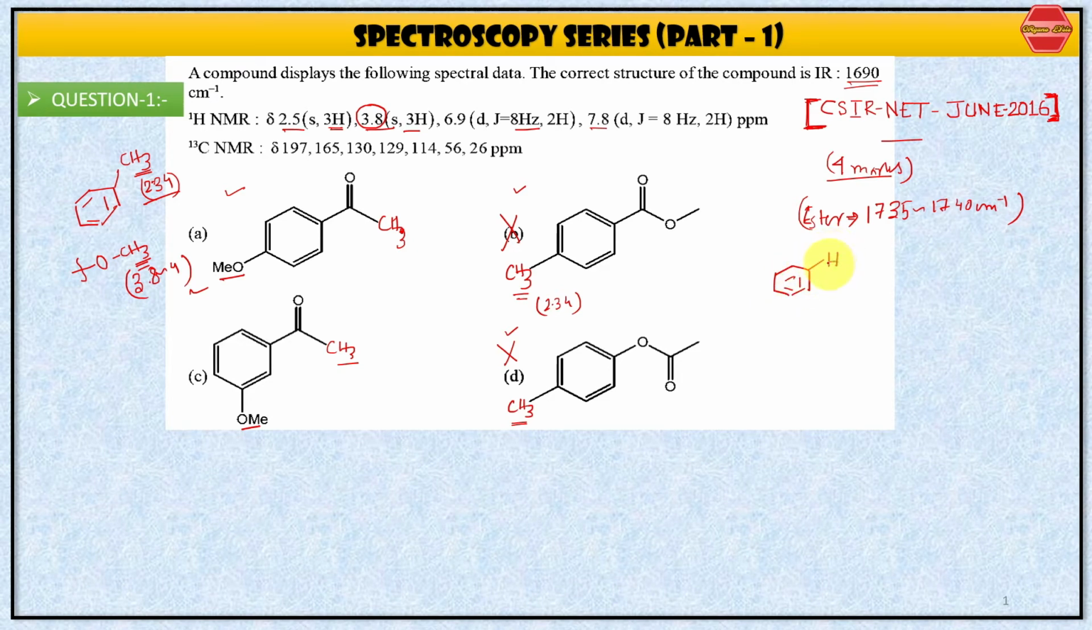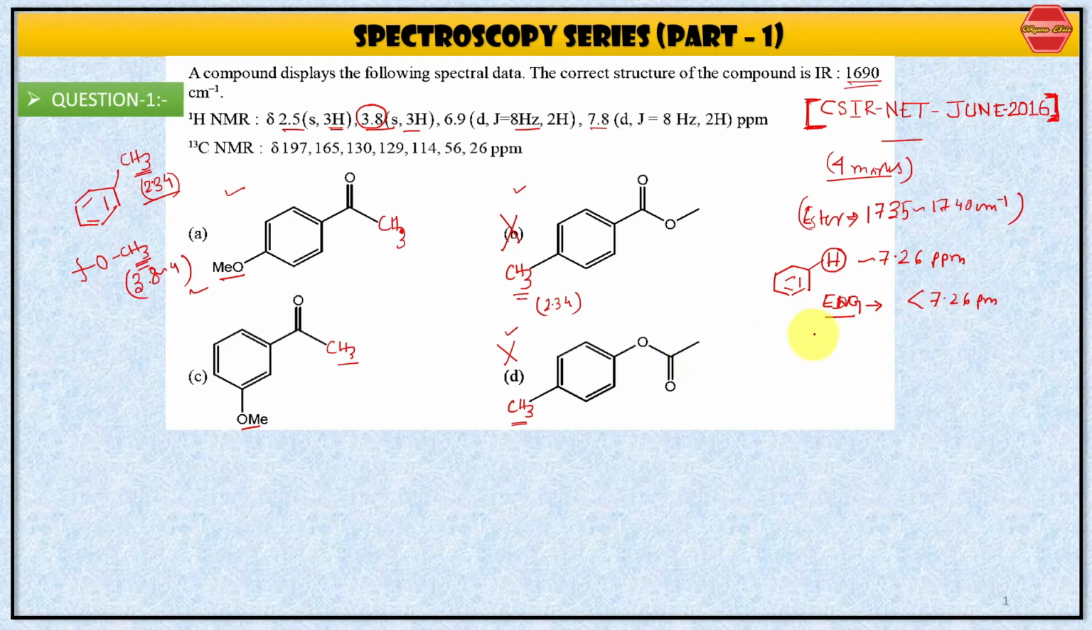Now this simple benzene proton shows a value around 7.26 ppm, right? Now if the compound contains an electron donating group, like an OMe group, then the value goes upfield. So we can generalize: if it is an electron donating group, the values are going to be less than 7.26, right?